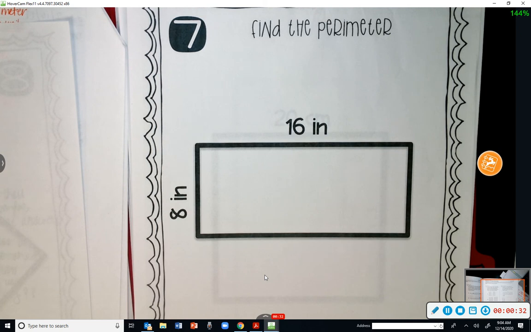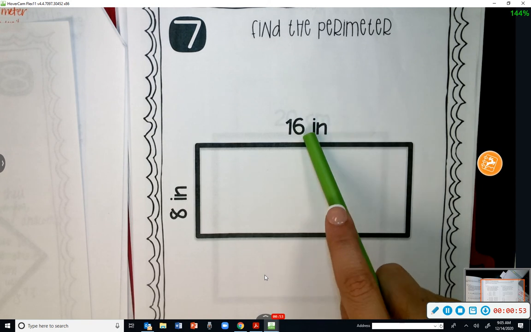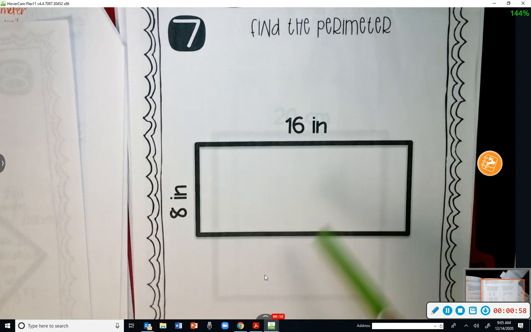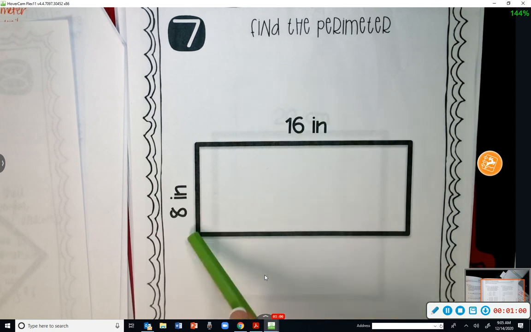Oh, nobody can tell me? Nobody. That's a problem. What do you do to find perimeter? Do we multiply length times the width? You add. We add what, Bryson? On this, you add 16, 8, and 8. 16 plus 8. We add all the sides. So does that mean I just add 16 and 8? No, you add all the sides. All of them. So 16, 16, 8, and 8.